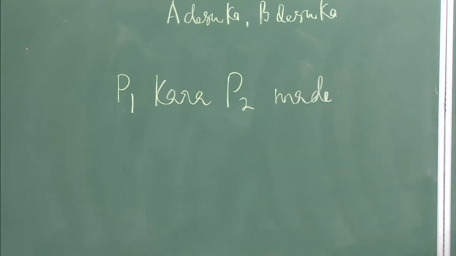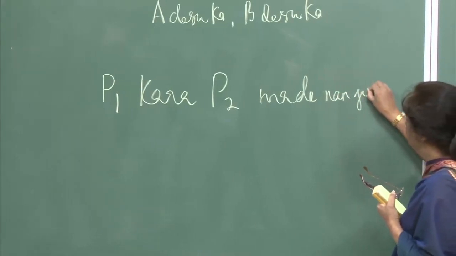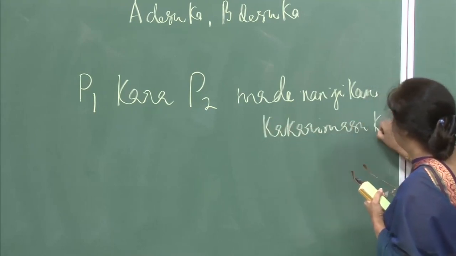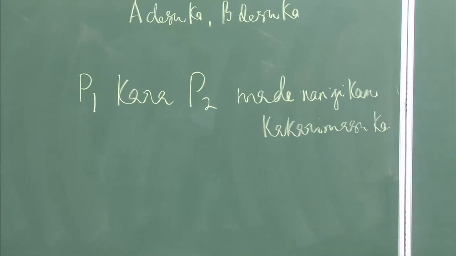Now, what do you want to do with place 1 kara, place 2 made? Place 1 kara, place 2 made, nanjikan kakarimasu ka? For example, Kanpur kara Lucknow made, nanjikan kakarimasu ka? So, now you would say nanjikan kakarimasu ka? How long does it take from Kanpur to Lucknow? But by walking or car or train or something else or cycling probably.